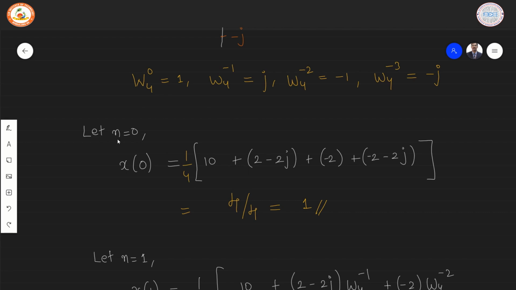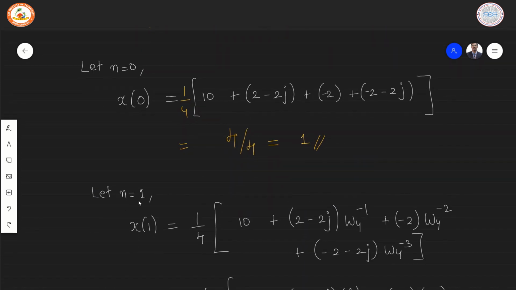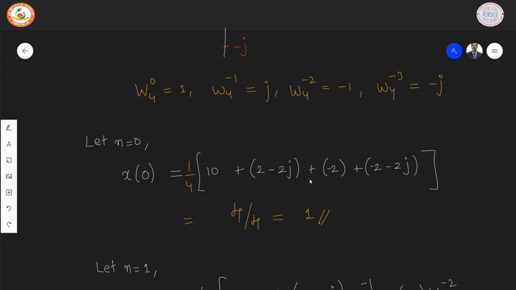So when you consider the value of n is equal to 0 and insert the values of the twiddle factor, we end up with the simplification x of 0 is 1 by 4 times the sum of the inputs, because we know for n is equal to 0, all the twiddle factor powers will be 0. So the simplification gives you 4 by 4, answer is 1. For the next substitution, the n value is equal to 1.